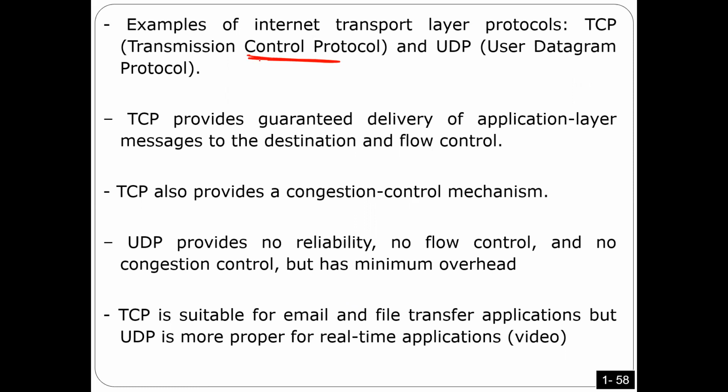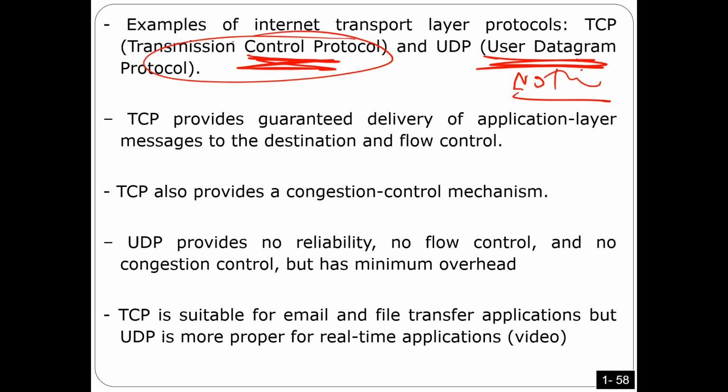TCP is complicated. This one is so simple. This one almost does nothing. So what do I mean? TCP has congestion control. UDP doesn't have congestion control. TCP has error control. UDP doesn't have error control. You got what I'm saying? TCP has flow control. This one doesn't have anything. UDP is very simple.